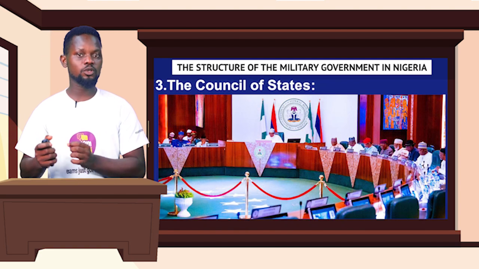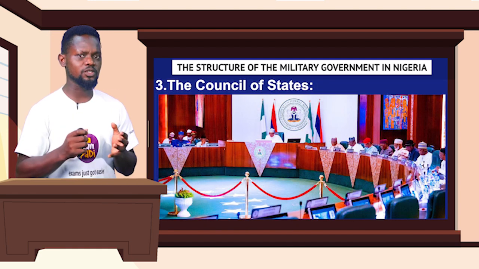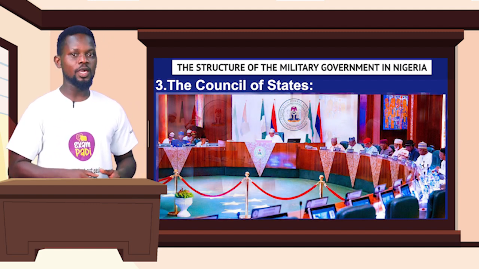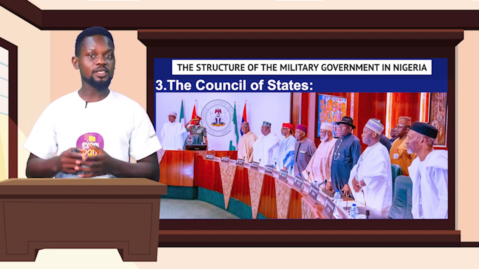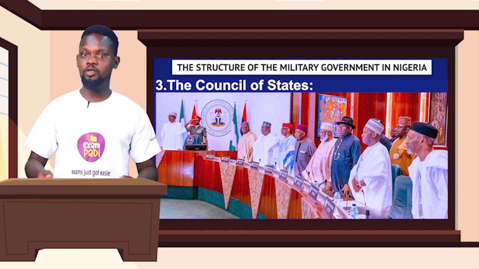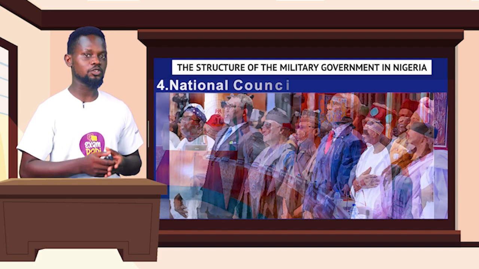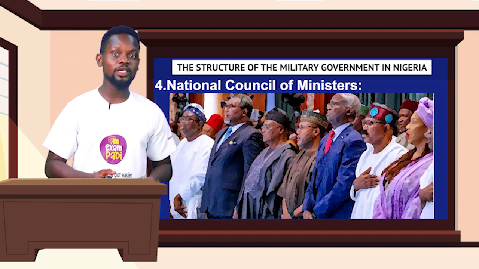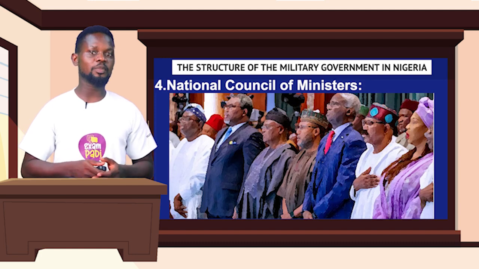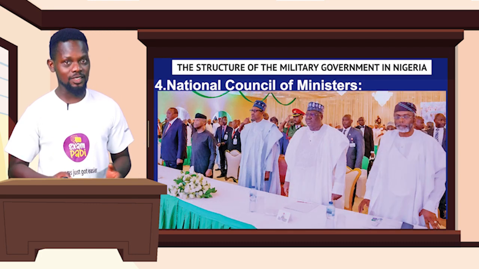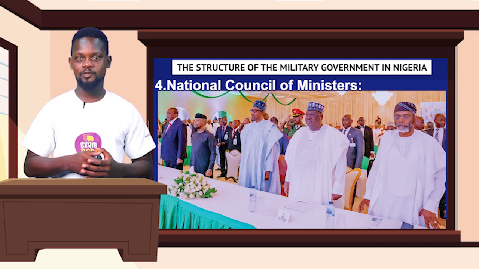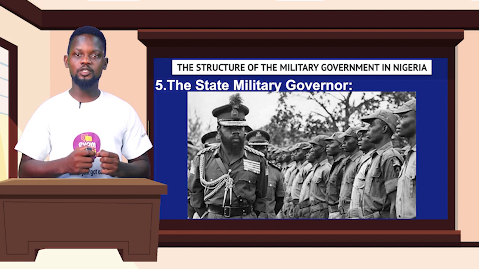Number 3. The Council of States. This organ advises the head of state or president on important national issues. It is made up of the head of state or president as the chairman, the chief of general staff, former heads of state, and all state military governors. Number 4. National Council of Ministers. This is the organ that implements the decisions and policies made by the AFRC. It is headed by the head of state or president and assisted by the chief of general staff, with all federal ministers as members.